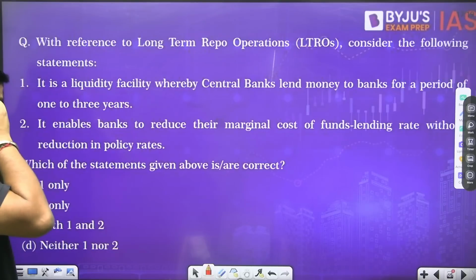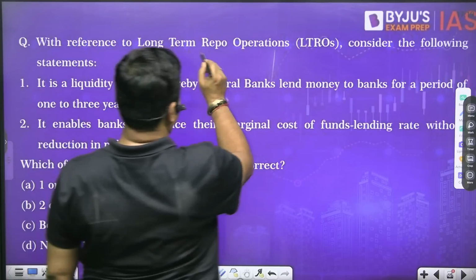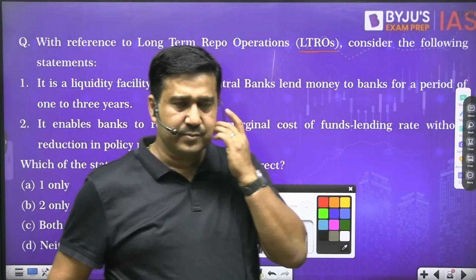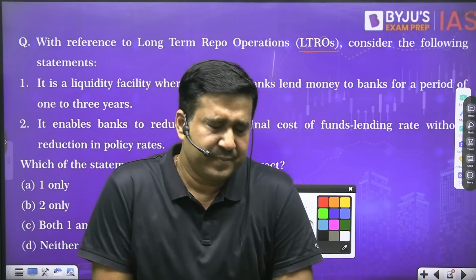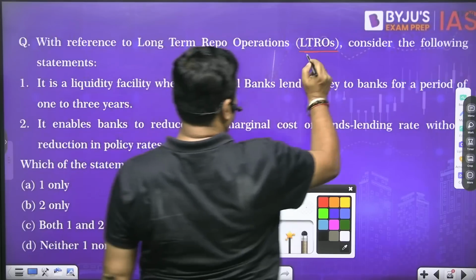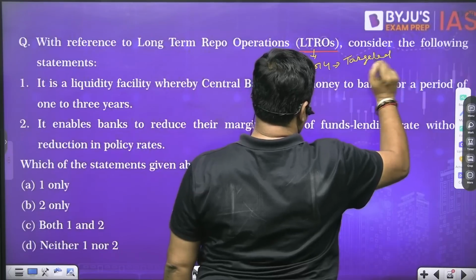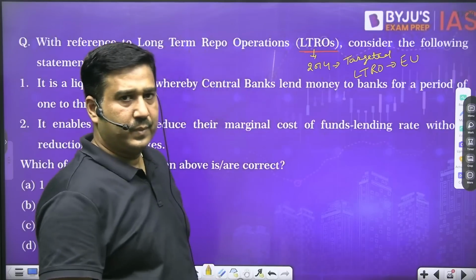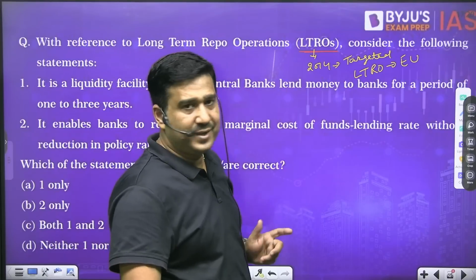With reference to long-term repo operations, consider the following statements. First of all, long-term, LTRO. The moment any concept comes to your mind, don't jump to the question. First, try to understand various concepts associated with it. Long-term repo operation, from where it came? It came from 2014 targeted long-term repo operation, which was introduced in European Union. So the concept of LTRO is inspired by the European model of targeted long-term repo operation.